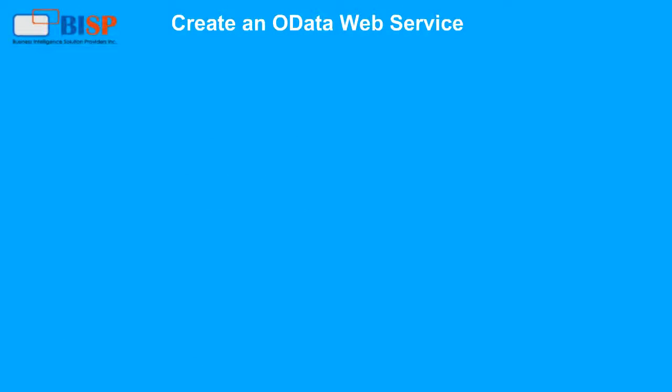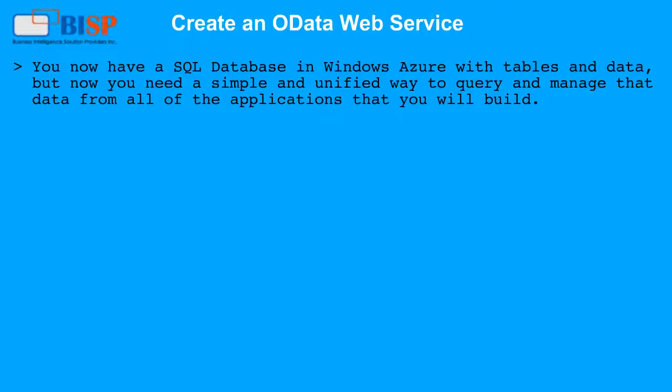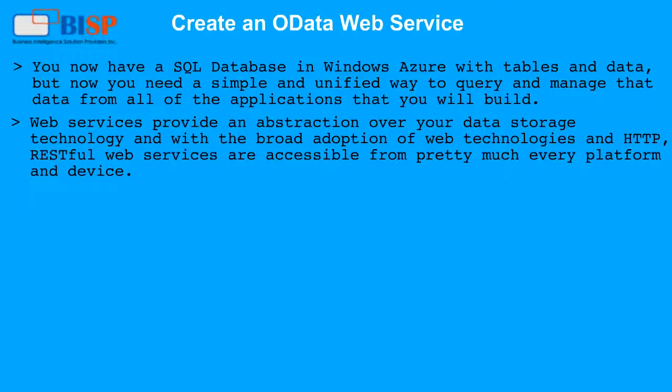Create an OData web service. You now have a SQL database in Windows Azure with tables and data, but now you need a simple and unified way to query and manage that data from all of the applications that you will build. Web services provide an abstraction over your data storage technology, and with the broad adoption of web technologies and HTTP, RESTful web services are accessible from pretty much every platform and device.